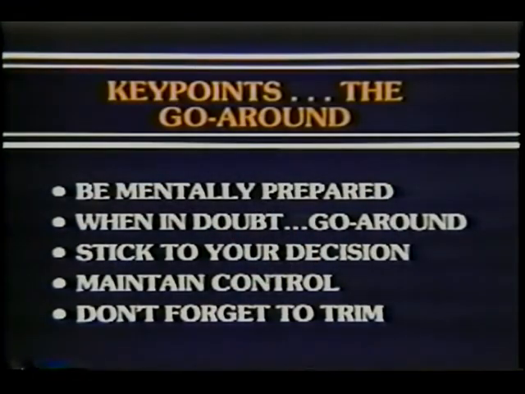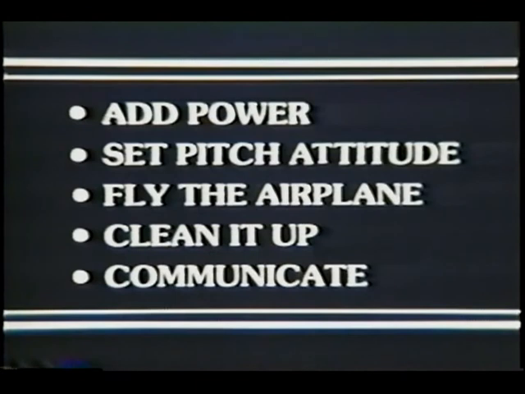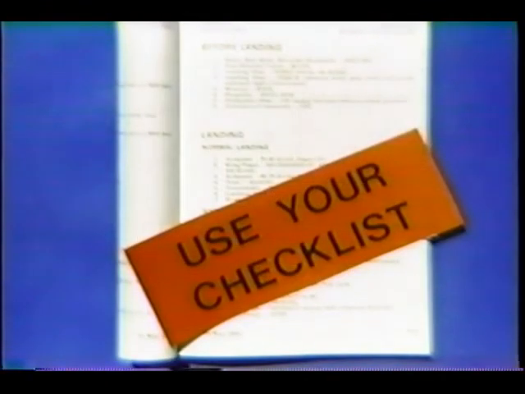In summary, we've discussed factors that influence a pilot's decision to go around and offered some practical tips. Key points included: be mentally prepared for a go-around on every approach. And when in doubt, go around. And if you do go around, stick to your decision. Also, maintain control and don't forget to trim. In every go-around situation, these are your priorities: add power, set pitch attitude, fly the airplane, clean it up, then communicate. And before beginning your next approach, use your checklist. You have been distracted.